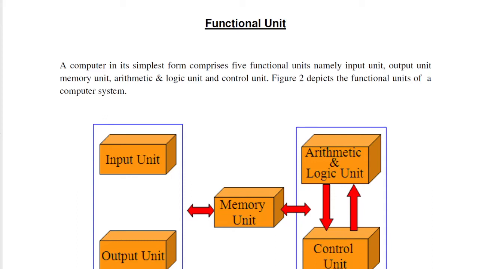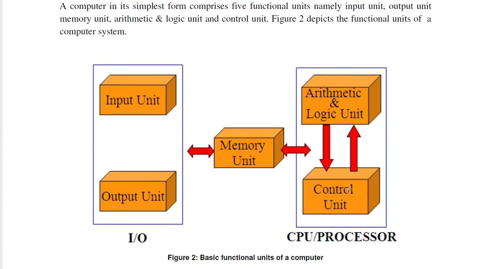Alright, let's talk about a functional unit. A computer in its simplest form comprises five functional units, namely input unit, output unit, memory unit, ALU, and the control unit. As you can see here in figure 2, it depicts the functional units of the computer system.